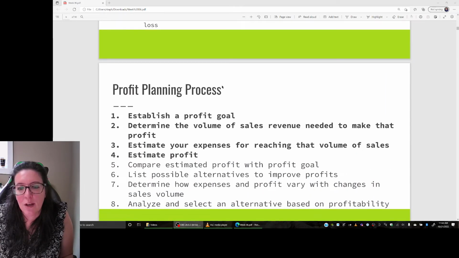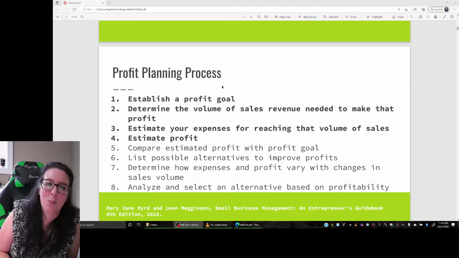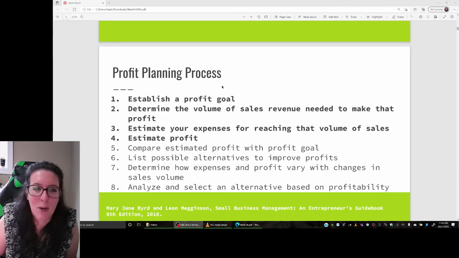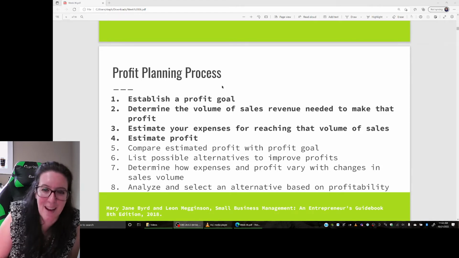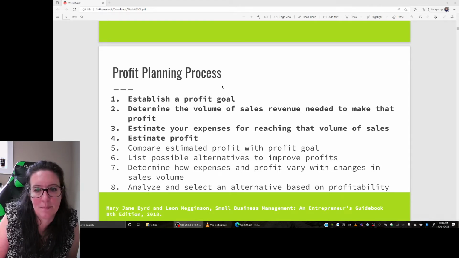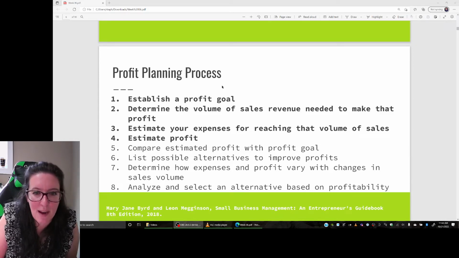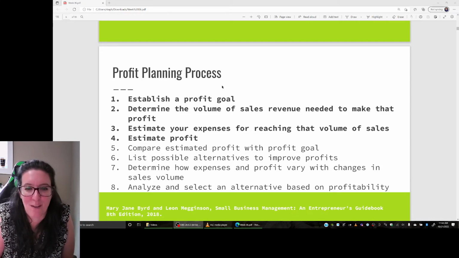So as we are looking at how we make our goods or provide our services, we need to include some profit planning. What is our profit goal? How much money do we want to be making? And we need to think about the volume of sales revenue. How much do we need to sell to make that profit? And what are the expenses that go with that volume of sales? Because, of course, revenue versus expenses tells us our profit.